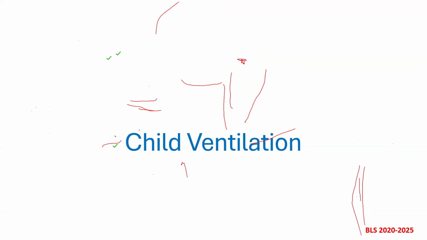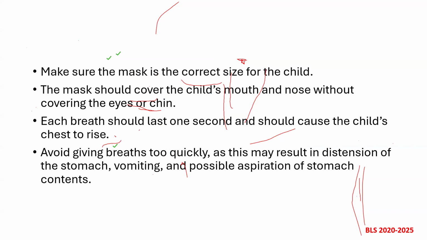Child ventilation: how do you ventilate the child? Make sure the mask is the correct size for the child, which is a little different from adults. Adults mostly use the same size. In children, depending on the age, the same mask size doesn't fit all children. The mask should cover the child's mouth and nose without covering the eyes or chin.